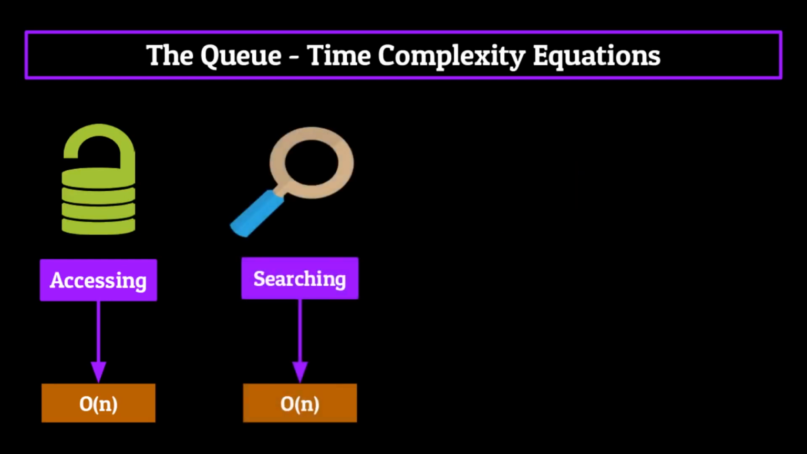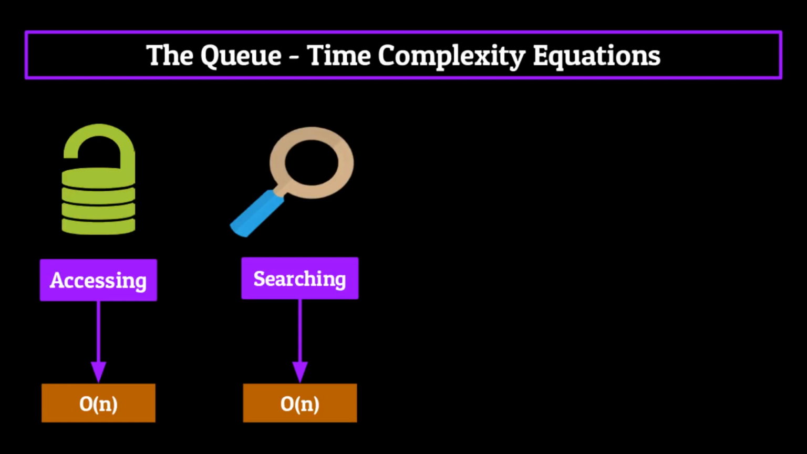Searching is going to be O of n for the exact same reason. Trying to find an element contained at the tail of a queue requires you to iterate across the entirety of that queue to check for it. So in that scenario, we have to check every element within that queue of size n, making the time complexity equation O of n.